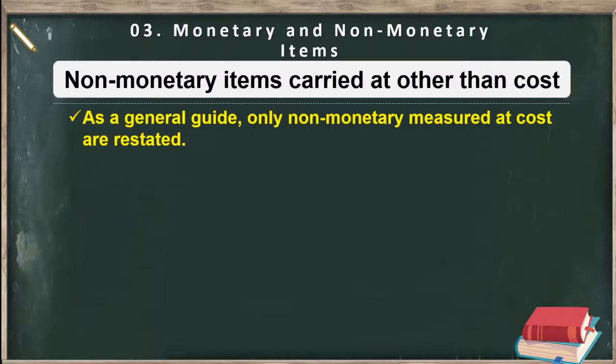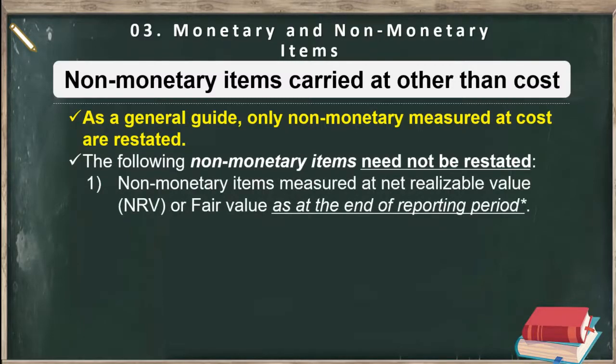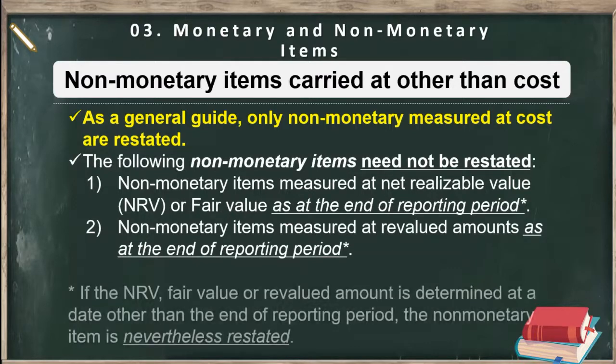There are also non-monetary items that are carried at other than cost. So as a general guide, only non-monetary items measured at cost are restated. The following non-monetary items need not be restated. So non-monetary items measured at net realizable value or fair value as at the end of the reporting period. Non-monetary items measured at revalued amounts as at the end of the reporting period. So if the net realizable value, fair value, or revalued amount is determined at date other than the end of the reporting period, the non-monetary item is nevertheless restated. But the above items that are mentioned, they are not restated if the conditions are met.